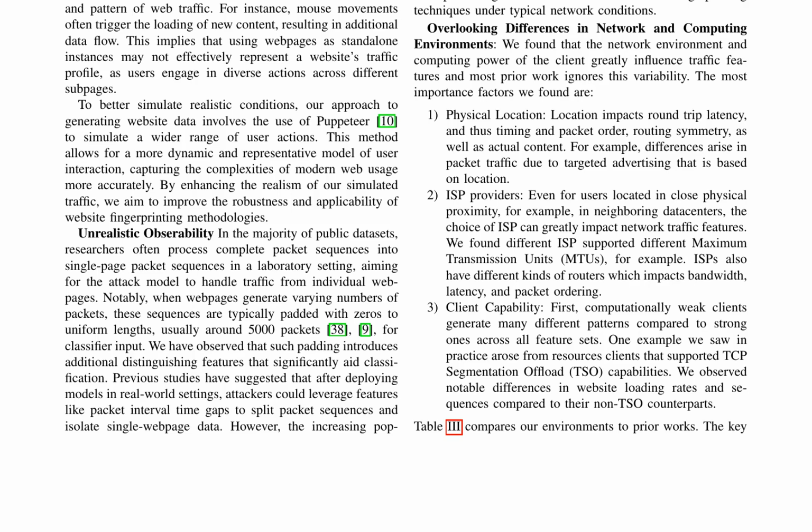The approach also considers the impact of network environment and computing power on traffic features, which prior work often overlooks. Factors such as physical location, ISP providers, and client capability significantly influence traffic features and must be taken into account.